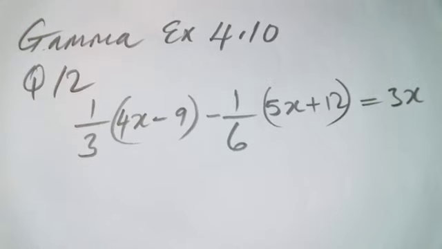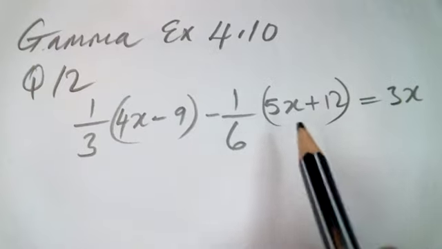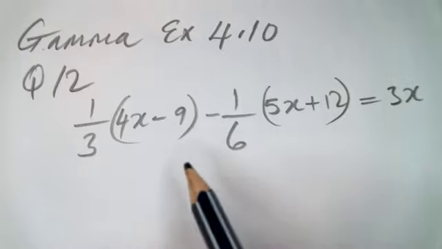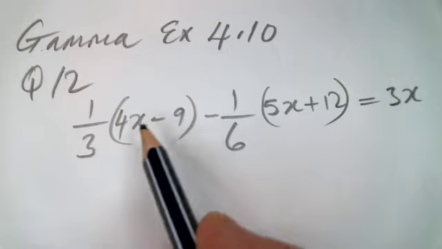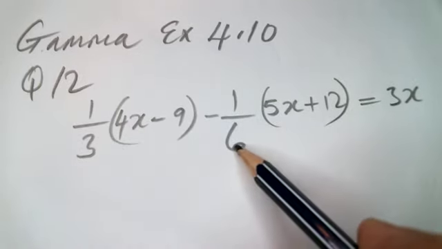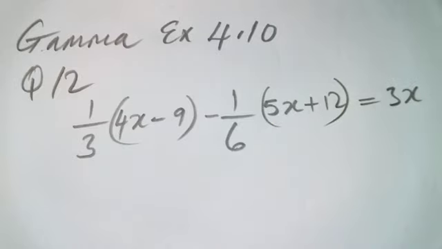Okay, from the Gamma textbook, exercise 4.10, question 12 is this rather interesting looking equation. And we obviously have to solve to find x. Well, first of all, it says a third of 4x minus 9 minus 1/6 of 5x plus 12 is equal to 3x. And I would never actually write it that way myself.